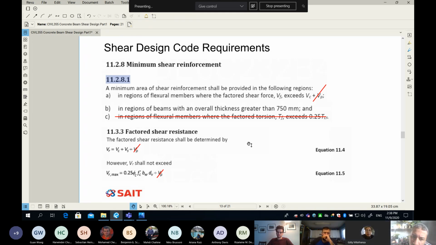So now we get the point. If my beam is 750 or less, and Vc exceeds Vf, it means I don't have to add any stirrup. My beam can do it by itself. Excellent, so now I have answered your question.